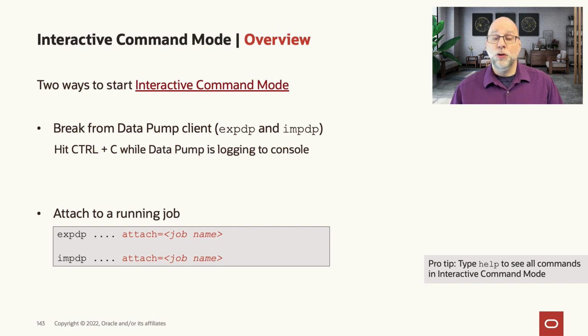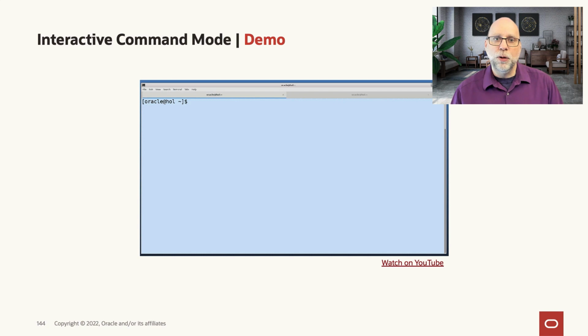One is to simply hit Control-C during a running job. That will bring you to the interactive command prompt. You can issue commands and then tell the client to continue by issuing the continue client command. Another way to do it is to use the attach parameter on the data pump command line. You could have a data pump command running in one window and then in another window attach to that job and be able to monitor and affect that job using interactive commands. So I'll give you some examples of this in a very brief demo here.